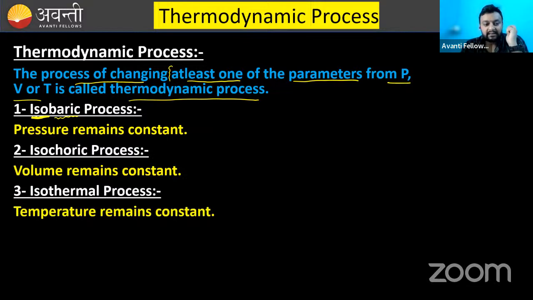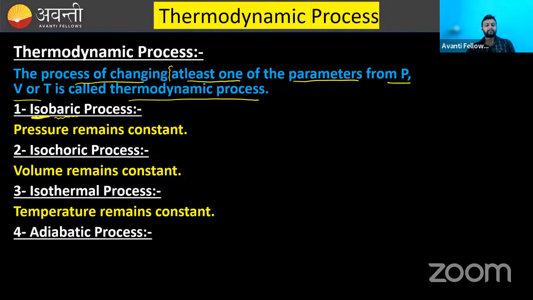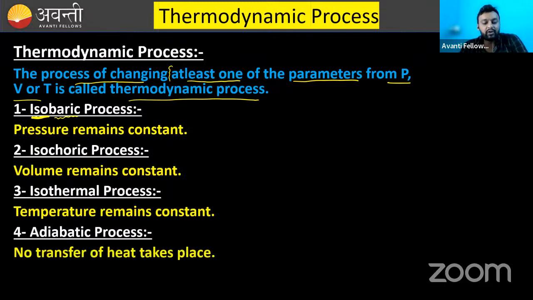There is one more process that is known as the adiabatic process. You can remember the adiabatic walls we have used. Adiabatic walls just cannot transfer heat. So the adiabatic process is one in which heat transfer cannot take place. No heat transfer takes place in the adiabatic process. So these are the four basic processes.